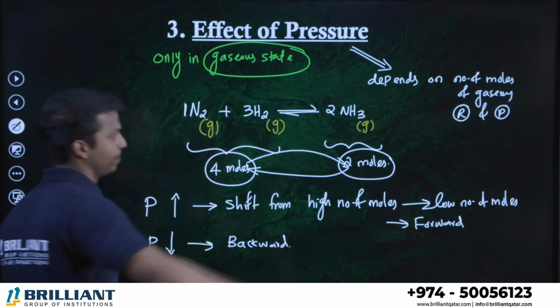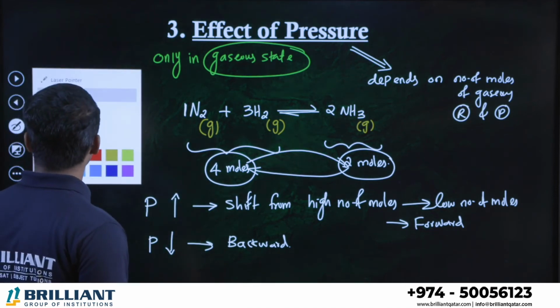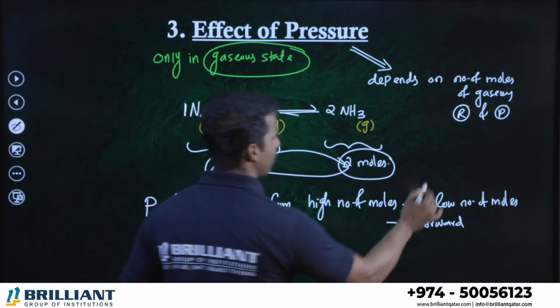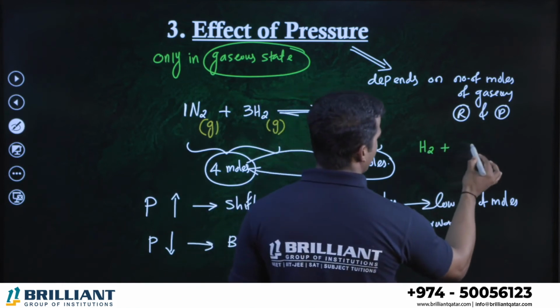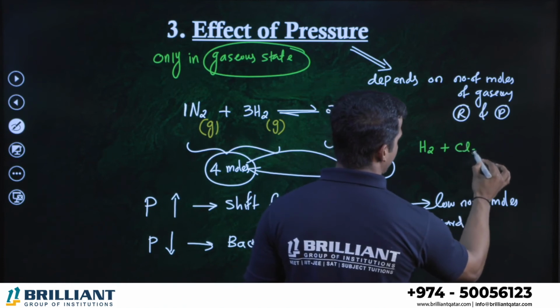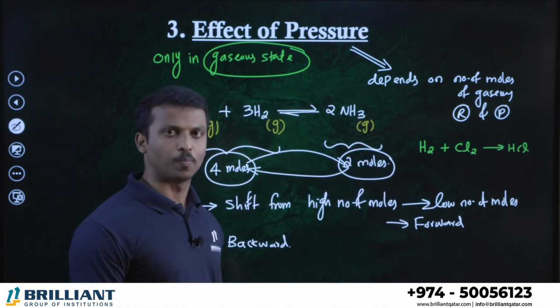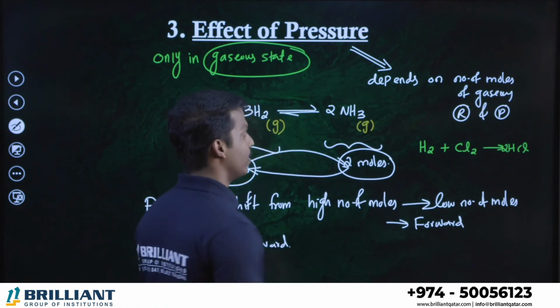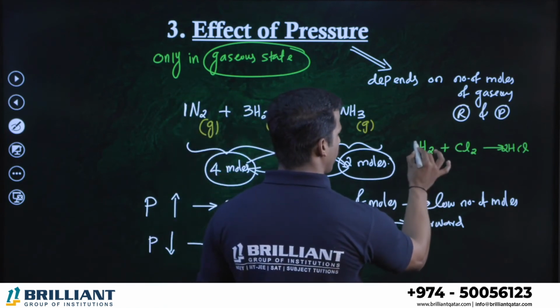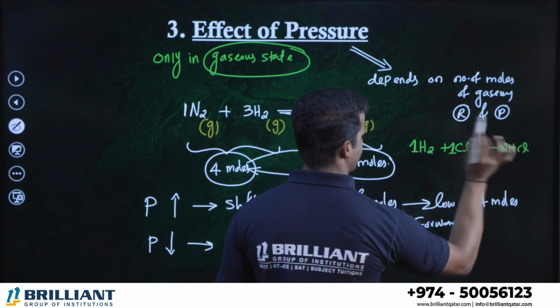Backward reaction. Let me give you another equation. You tell me what's going to happen. Suppose H2 plus Cl2 gives HCl. If you balance it, you will get 2 HCl, correct? So 1 H2 and 1 Cl2 reacting, you are getting 2 HCl.